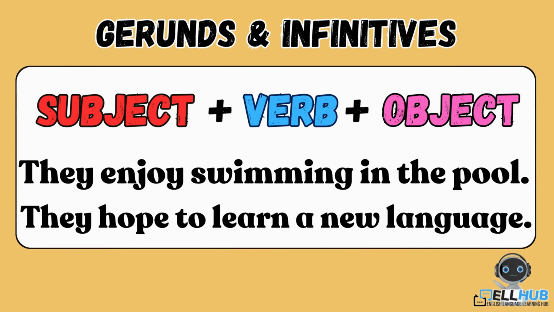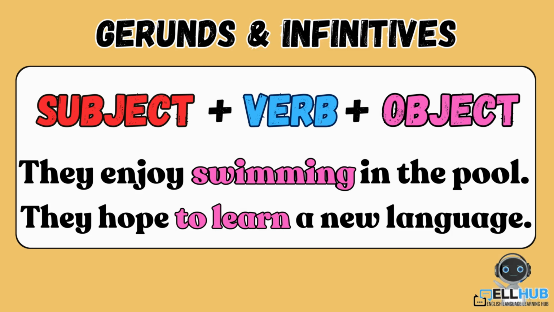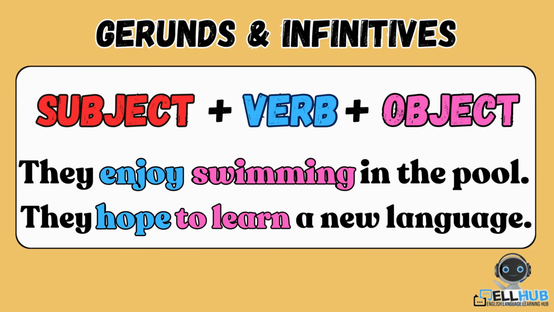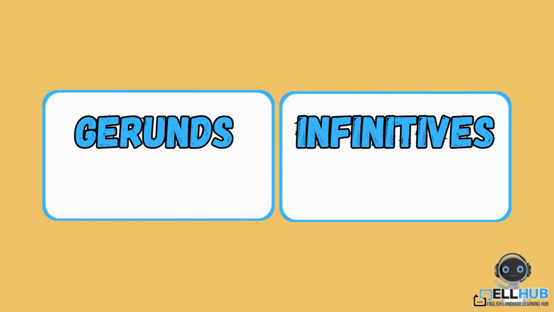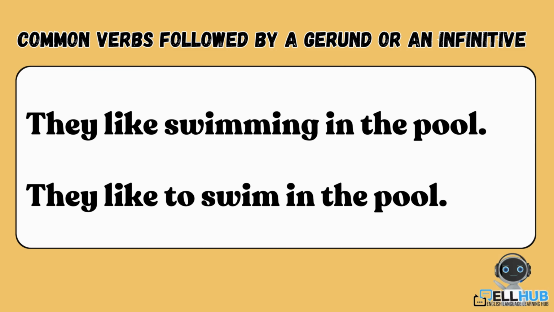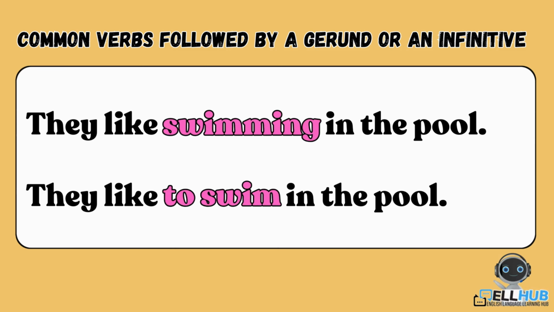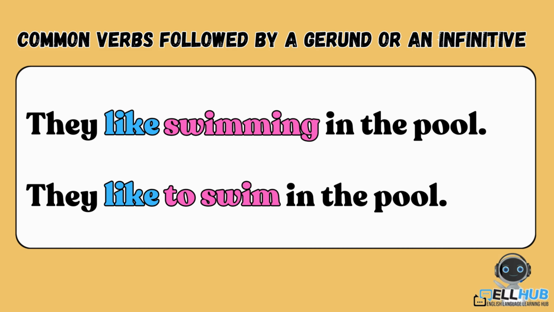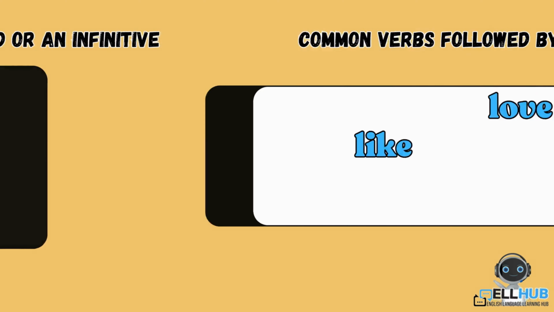As we saw in the previous examples, both gerunds and infinitives can be the object of a verb. The choice between them often depends on the main verb. Some verbs can be followed by either a gerund, the ing form of the verb, or an infinitive, the to plus the base form of the verb, without any significant change in the meaning of the sentence. This means that you can use either form after the verb and the sentence will still convey a similar idea.